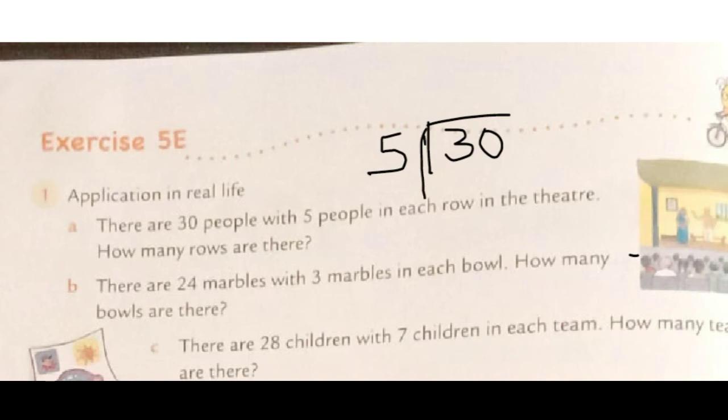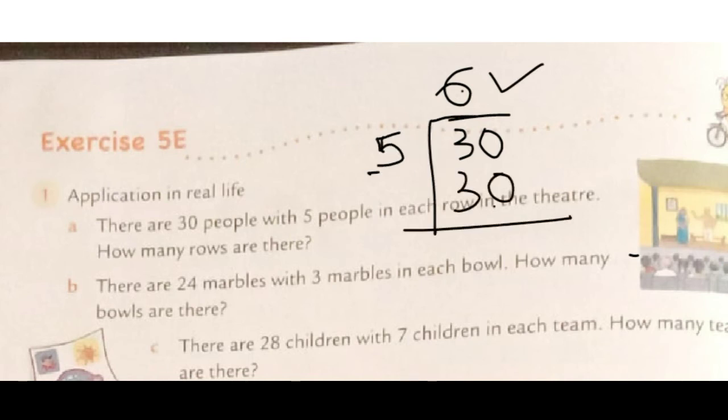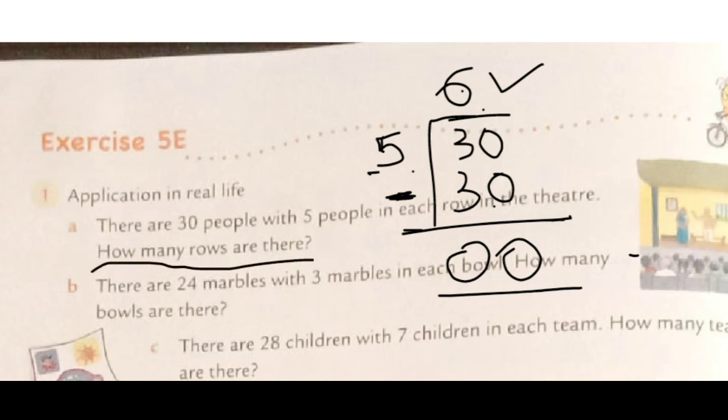Now how many times does 30 come in the table of 5? Yes, 5 6s are 30. So this is the place for the quotient. 5 6s are 30. So we will write 30 here again. Now we have to do subtraction here. So here we got a remainder of 0. Okay, so 5 6s are 30. So our answer is 6. And how can we write it in a sentence? We will frame our answer statement from the question itself.